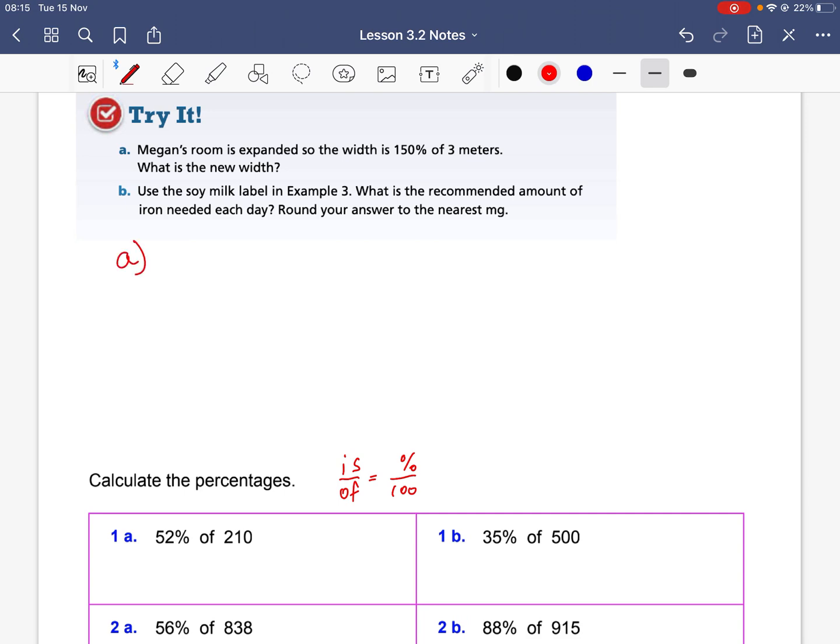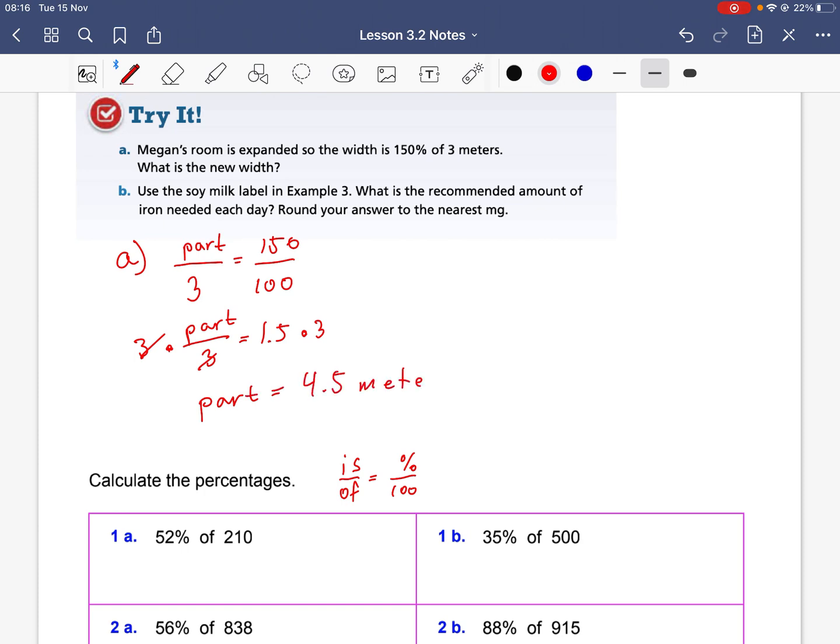So for A, Megan's room is expanded, so the width is 150%. So it would be 3 out of the part equals 150 out of 100. Don't just copy this down. Really try to think how you would do this, okay? So the part is equal to 4.5 meters. That's the width. Okay?